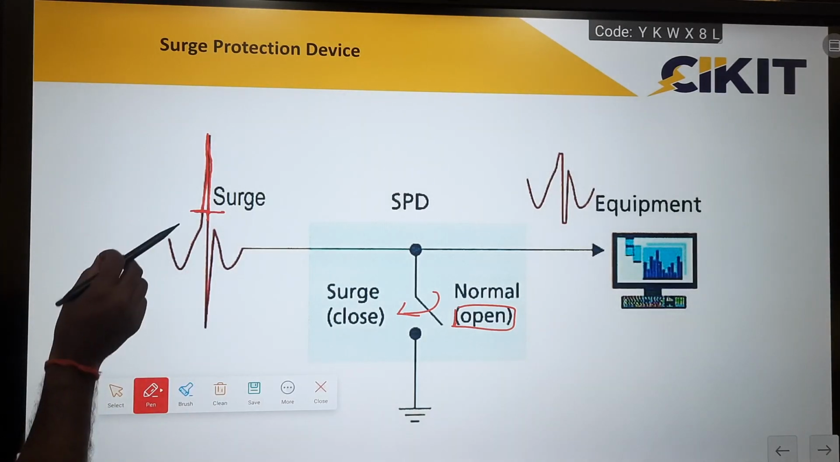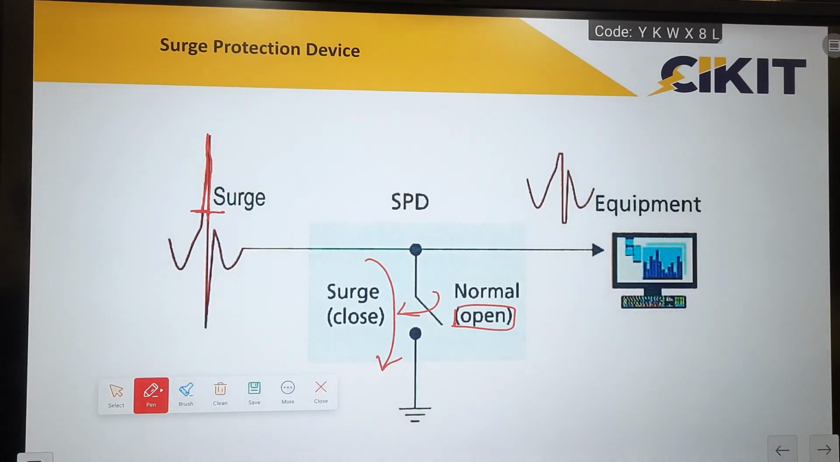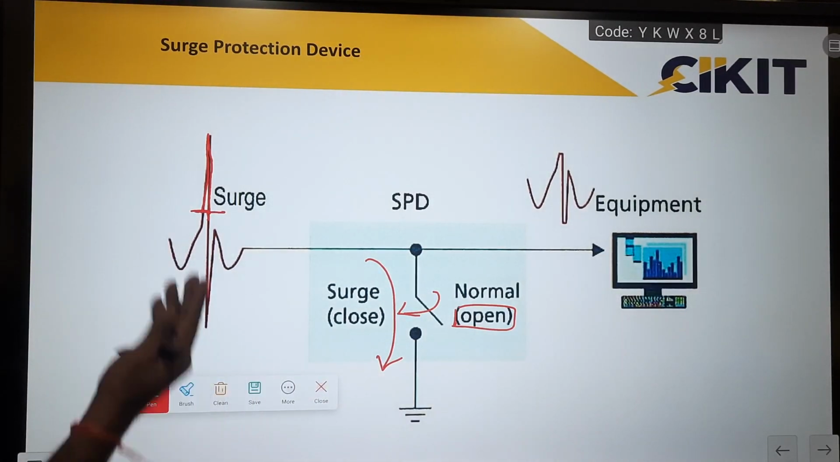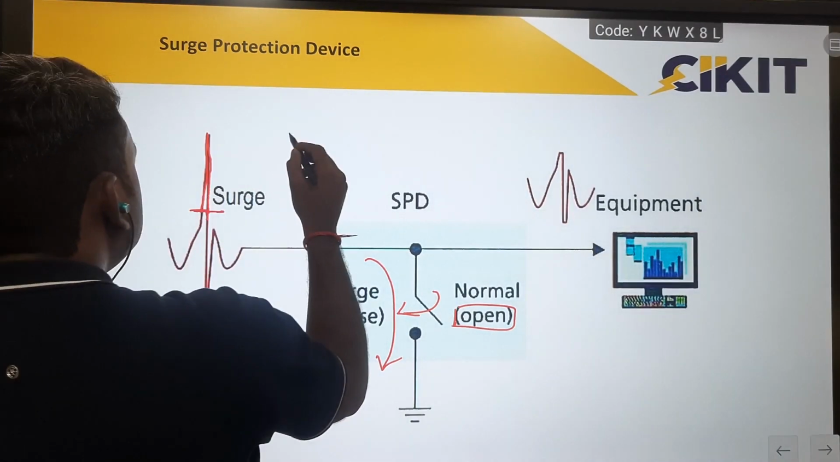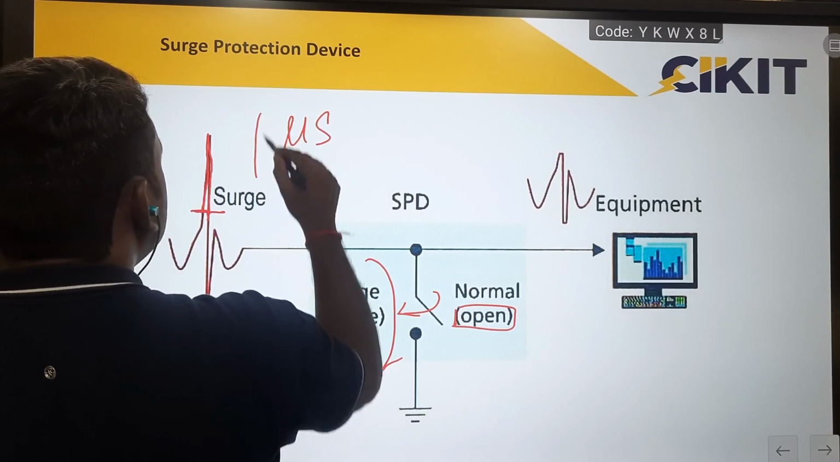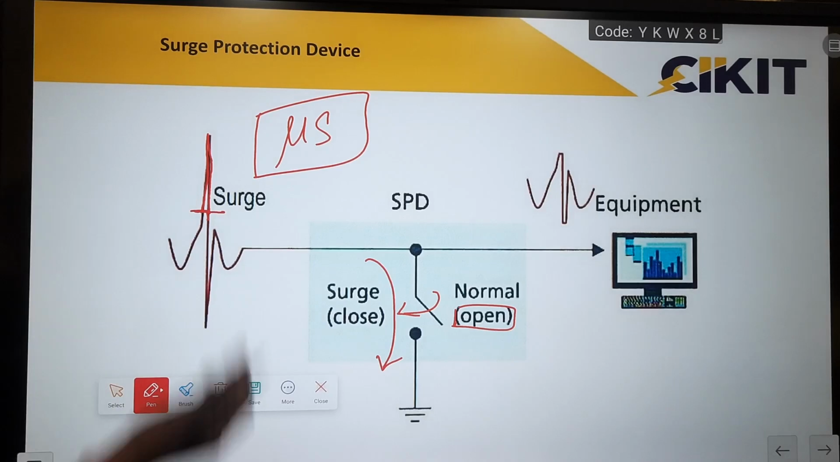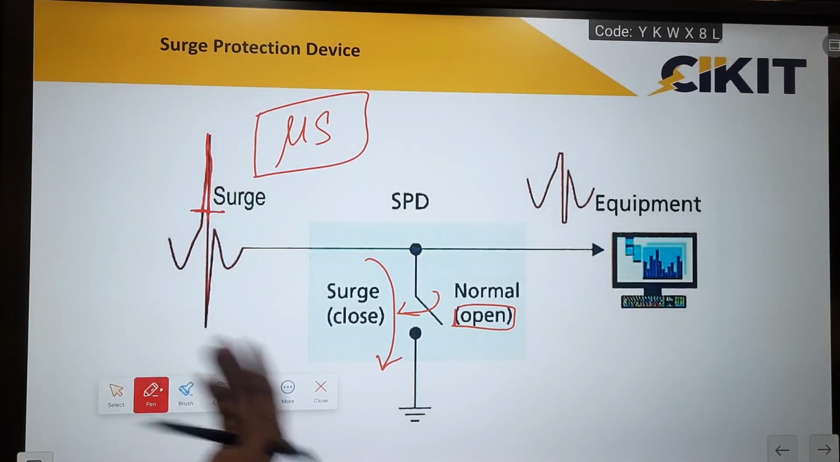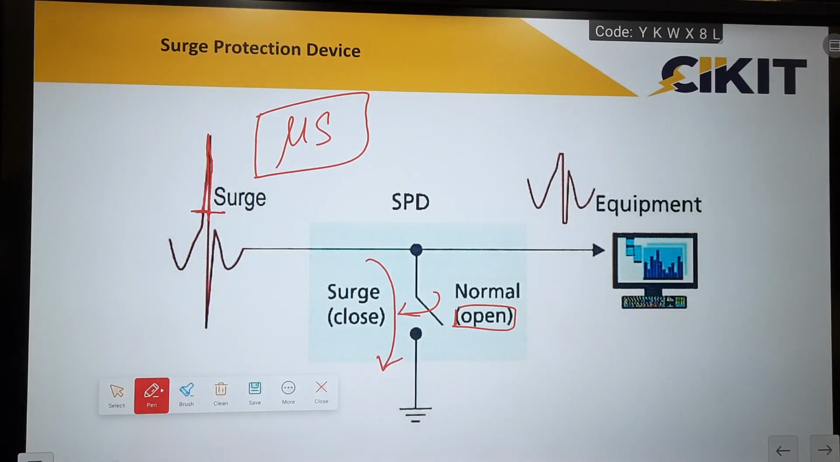So during this particular period, the entire supply is connected to the ground. We are dissipating this energy into the ground, and the equipment won't receive this power for this particular duration. Since the duration is in terms of microseconds, we won't sense the turning off and turning on of the equipment. But for the particular microsecond duration, the power supply will be diverted to the ground and the equipment won't be receiving the power supply. So these SPDs are fast acting switches which divert this energy into the ground.